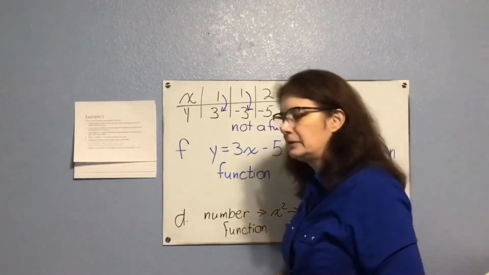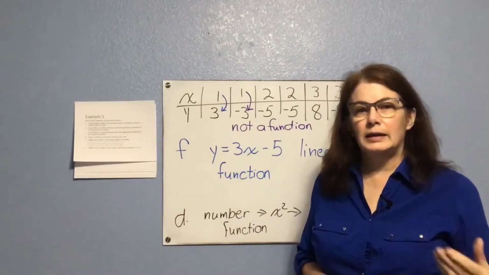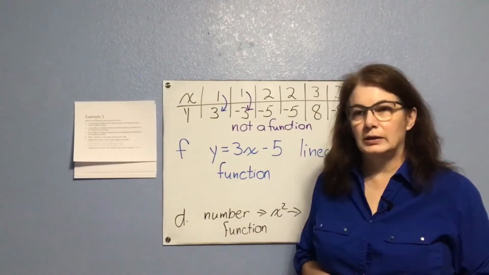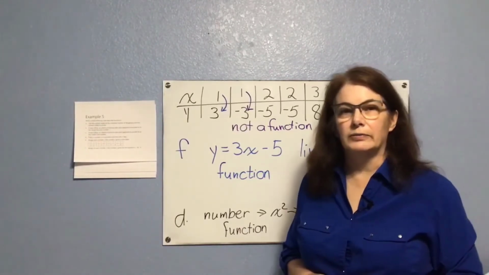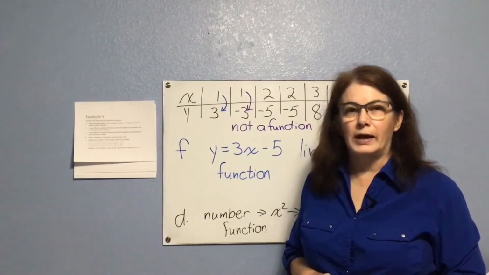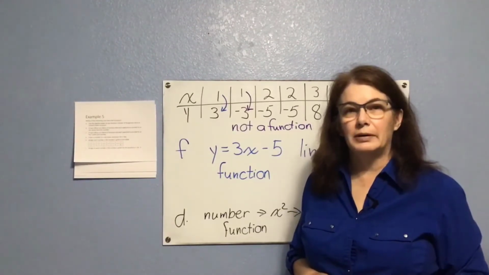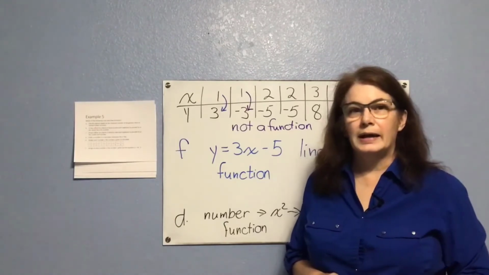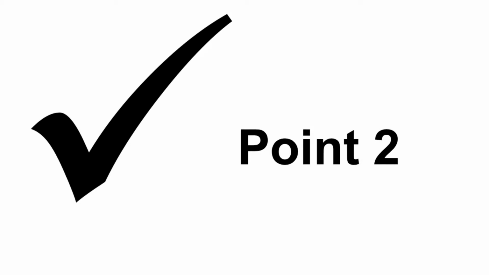Okay, and as we'll see later on, any linear equation, with one exception, is going to be a linear function. And that exception is for a vertical line. Okay, if I have the equation x equals a number, that's a vertical line, and it is not a function. Pause the video and work on checkpoint 2.